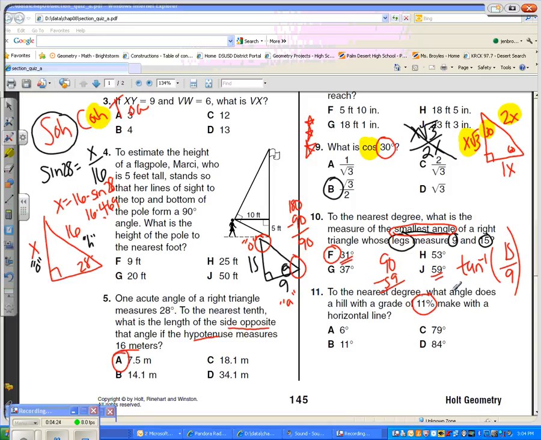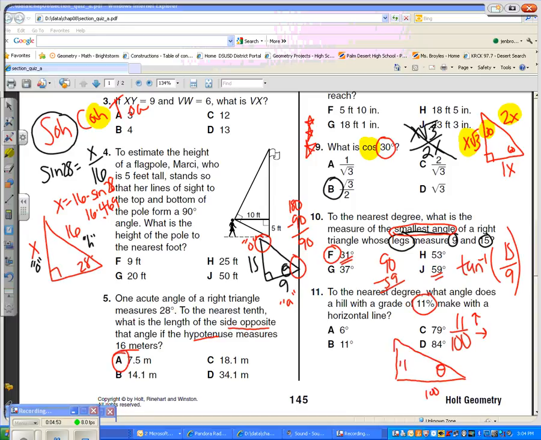To the nearest degree, what angle does a hill make with a grade of 11% with the horizontal line? So to draw this, 11% is the same thing as 11 over 100, and that's the same as rise over run. So it's rising 11 and it's running 100, and we want to know what's the angle.